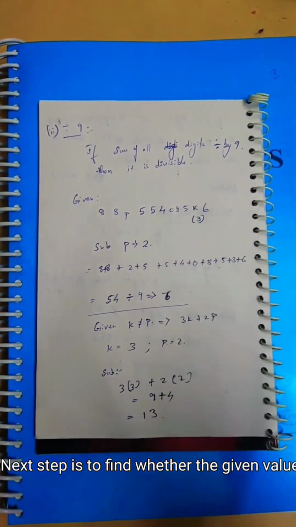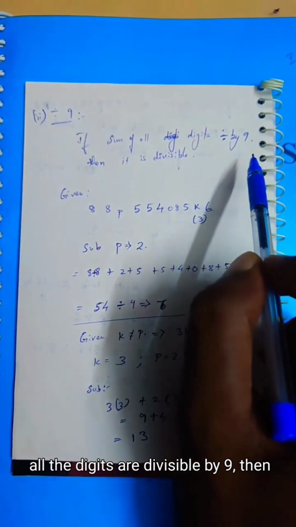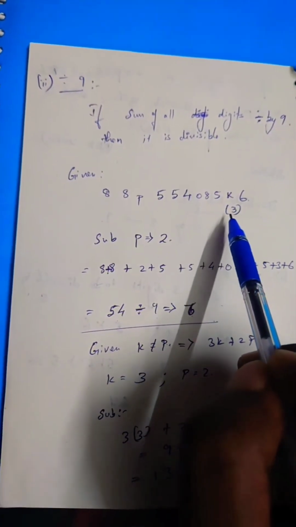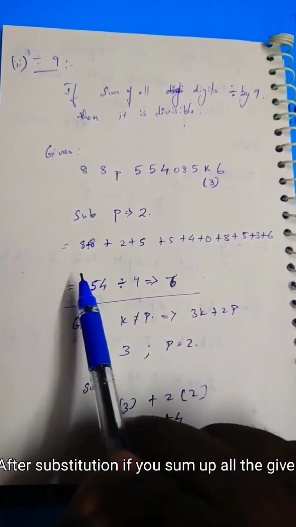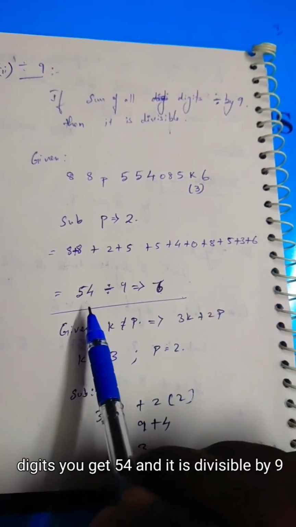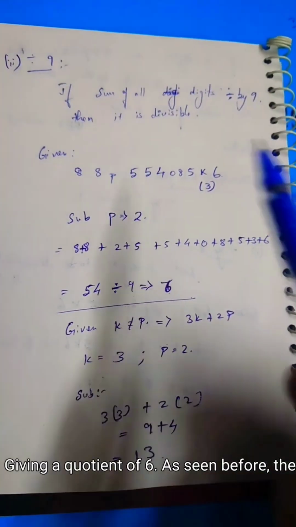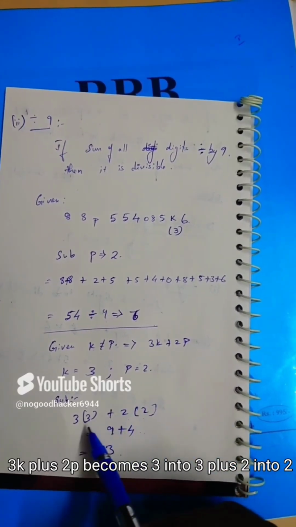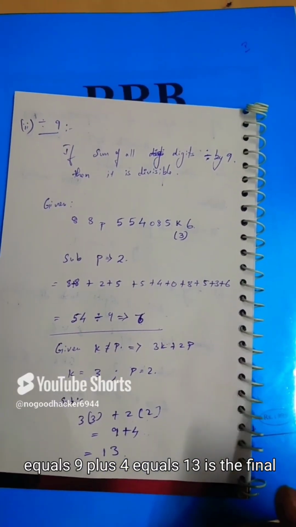Next step is to find whether the given value is divisible by 9. The divisibility rule of 9 says if the sum of all the digits is divisible by 9, then it is divisible. The given value has p and k in it. We have already substituted k as 3 and now we are going to substitute 2 as p. After substitution, if you sum up all the given digits, you get 54 and it is divisible by 9, giving a quotient of 6. As seen before, with substitution of k as 3 and p as 2, 3k plus 2p becomes 3 into 3 plus 2 into 2 equals 9 plus 4 equals 13, which is the final answer.